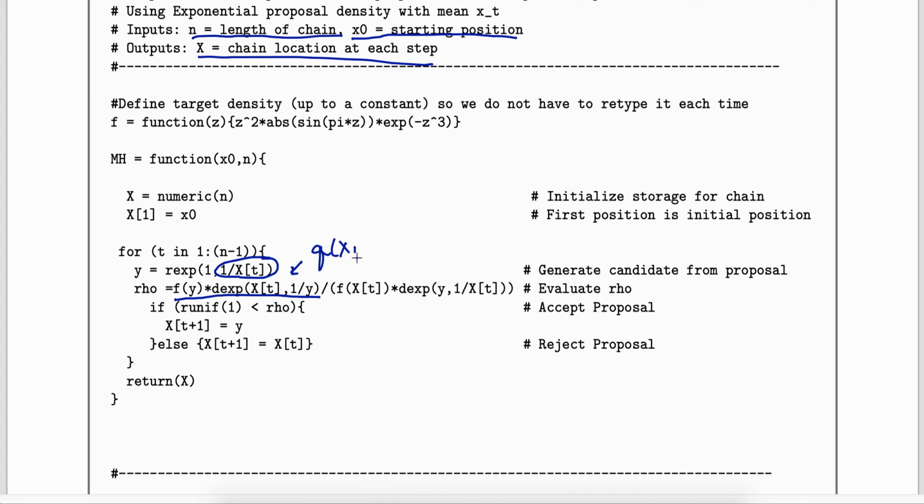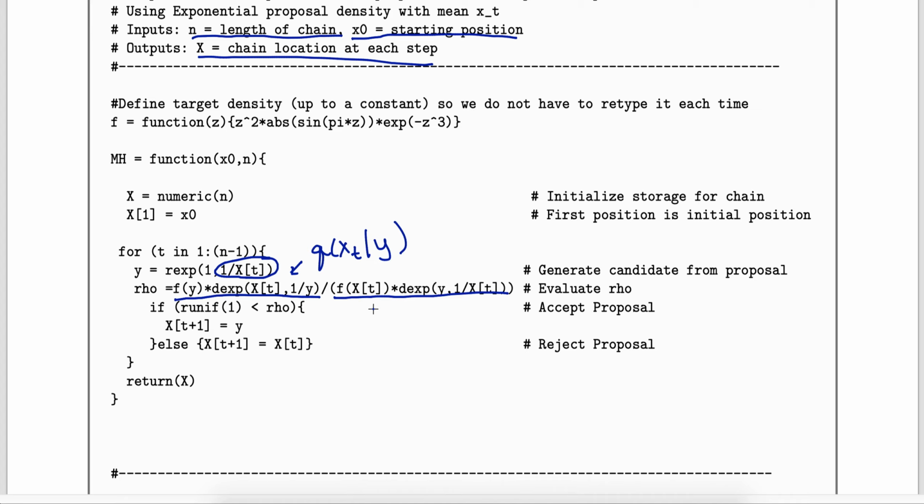of x t given y. So this was the exponential distribution, so I can do dexp in R to get the exponential distribution. My variable is the first input, so x t is my variable. My parameter is 1 over y. And then my denominator is the same thing, just switching the input, so f of x t. And then dexp, the exponential distribution evaluated at the variable y with parameter 1 over x t. So there's an expression for that ratio.